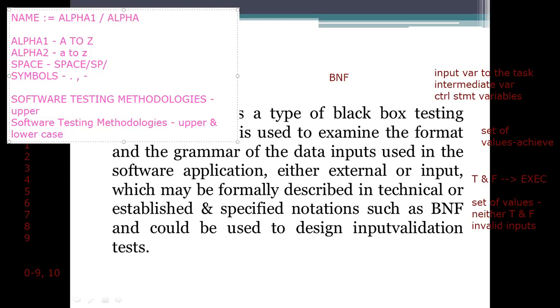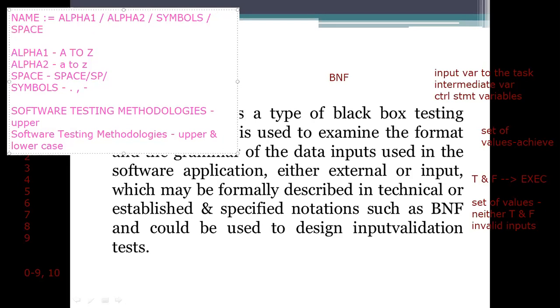Next. Sometimes we will start with a capital letter and we will continue with the letters which are lowercase, alpha 2. So alpha 1 and alpha 2 representation. Alpha 1 or alpha 2 I can write there. And we also use symbols in that one. We should write symbols. Next one, spaces also have been considered.